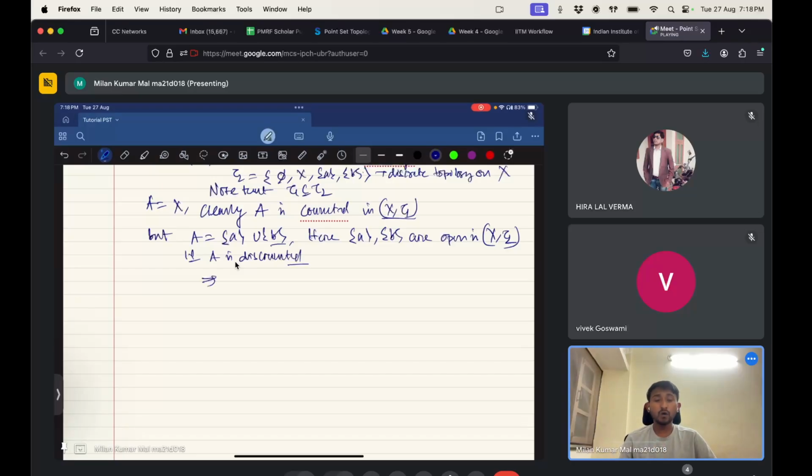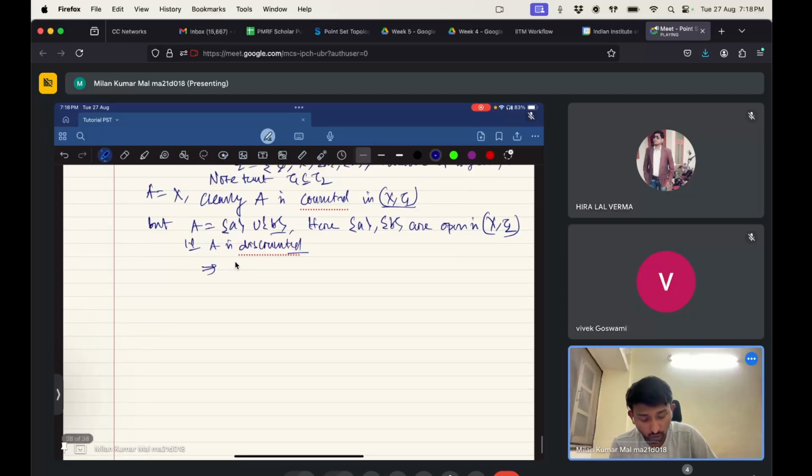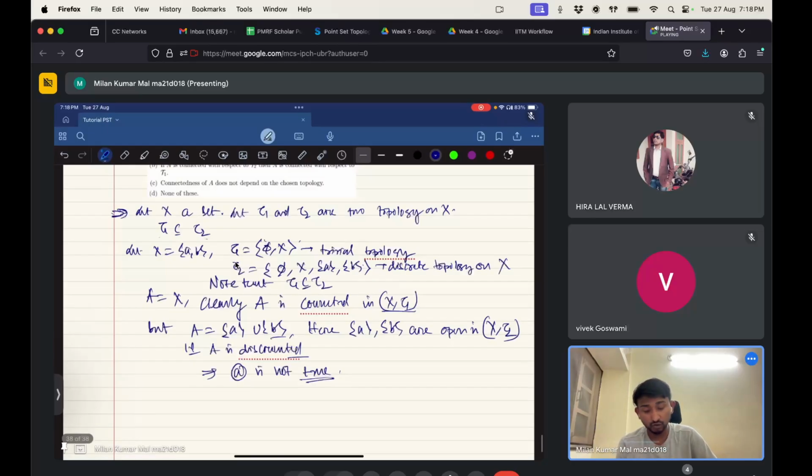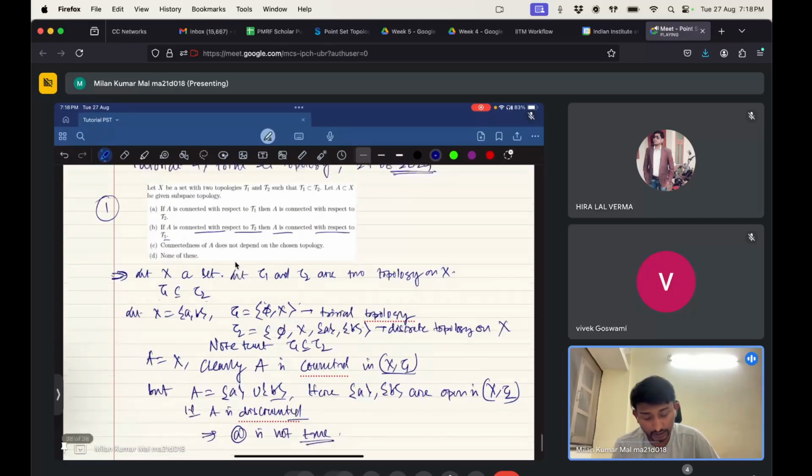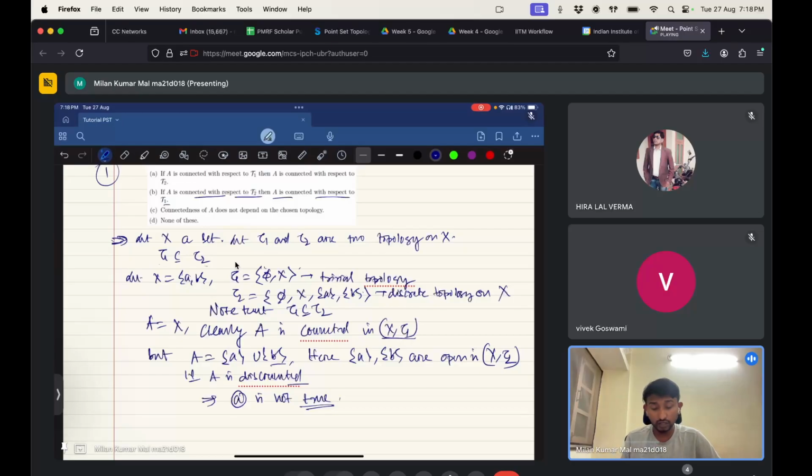So if tau 1 is a subset of tau 2 and A is connected in tau 1, that does not imply that A is connected in tau 2. So A is not true. Second, if A is connected with respect to tau 2, then A is connected with respect to tau 1. That is the question.